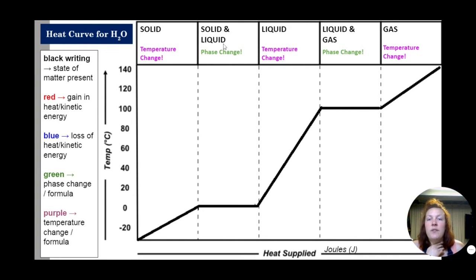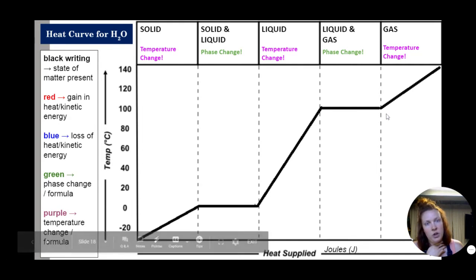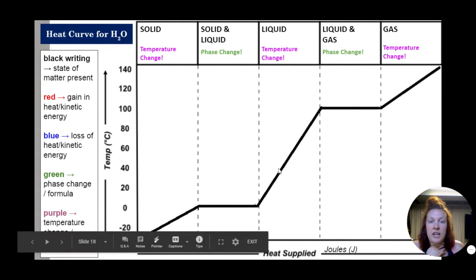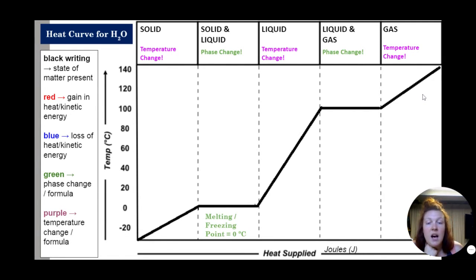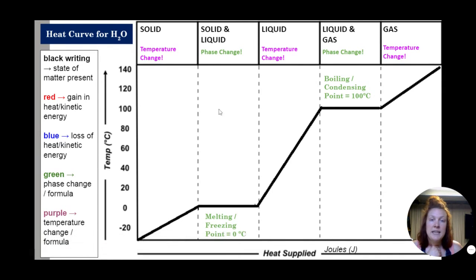So anywhere that we have a phase change, we don't have a change in temperature, but for these sections, you can see that we have an increase in temperature, or a decrease in temperature if you're going the opposite direction. So there is a temperature change for these three sections. Also remember that the two plateaus are designated as your melting and freezing point, as well as your boiling and condensing points. For water, you can see that our melting and freezing point is at 0 degrees, and our boiling and condensing point is at 100 degrees Celsius.